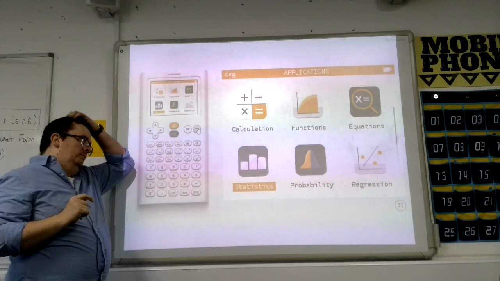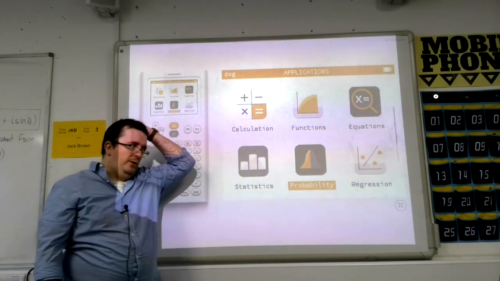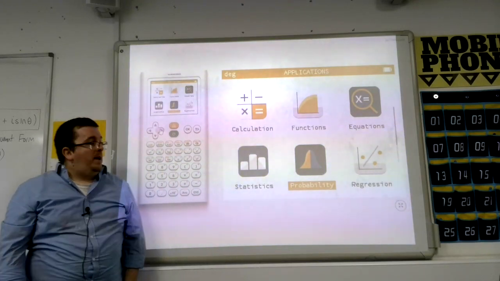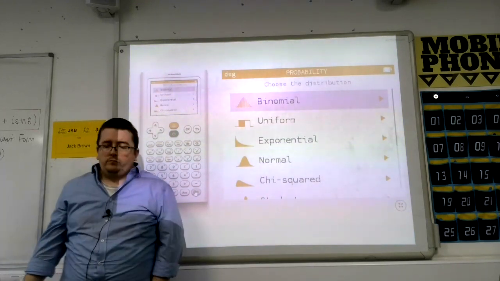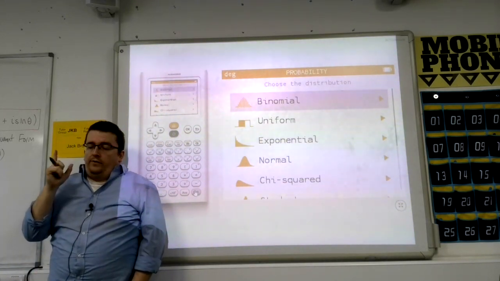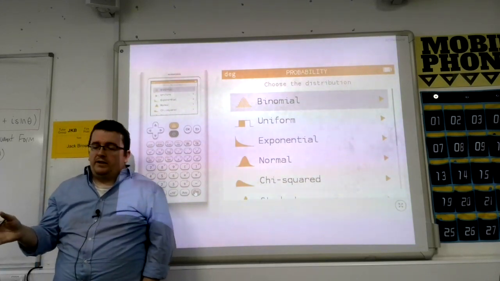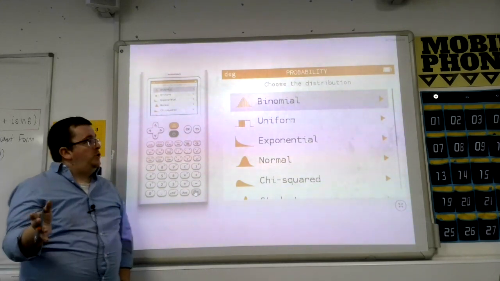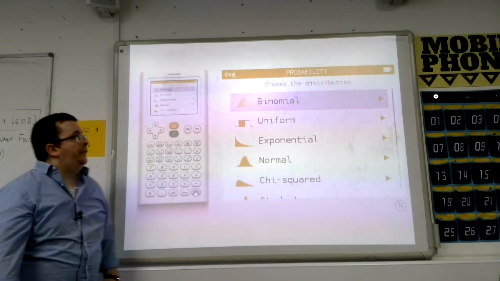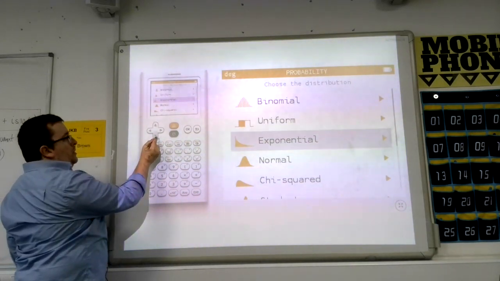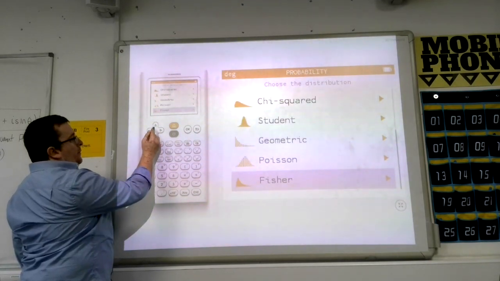Now the regression side also is very similar, and I'm not going to go into that, but it's very similar to use. The other big thing is the probability. If you've done first year A-level maths, and you might be in your second year, you will have looked at the binomial distribution. In the second year, you also look at the normal distribution. In further maths, you also look at the uniform distribution, the chi-squared distribution, and the geometric and the Poisson.